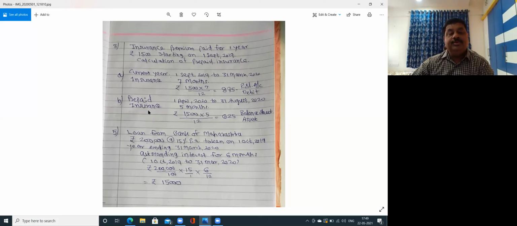And what is prepaid portion out of that? इसमें से prepaid part कितना हो गया? 1st April 2020 till 31st August 2020. For 5 months, 1,500 divided by 12 into 5 upon 1 is 625. This will appear in the balance sheet asset. So what is the prepaid is 625. 625 is the prepaid amount. Write down please. किस तरह से कैलकुलेट किया है?